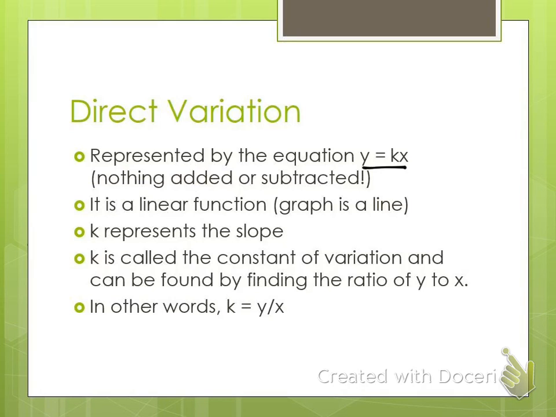It is a linear function, which means the graph is a line. So we just finished talking about that last week. The letter K represents the slope. K is called the constant of variation and can be found by finding the ratio of y to x. In other words, K is equal to y over x, or y divided by x.